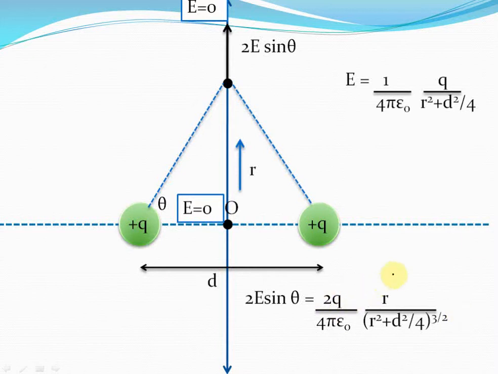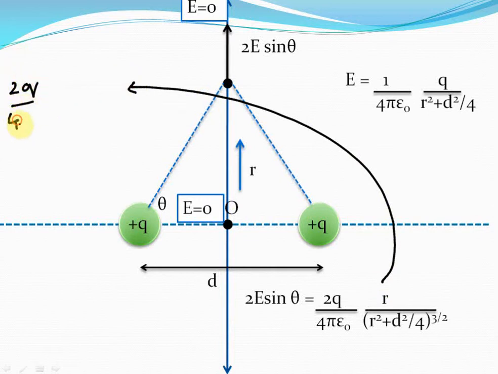That's because this expression can be written like this: 2q by 4 pi epsilon naught into 1 by r plus d square by 4r whole raised to 3 by 2. I have simply divided the numerator and denominator in this expression by r.